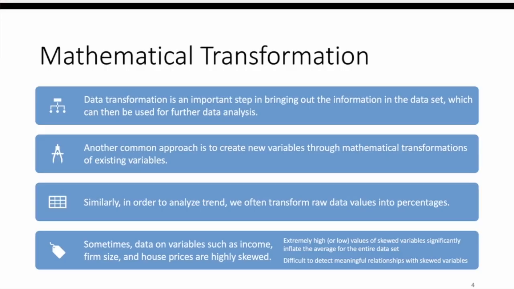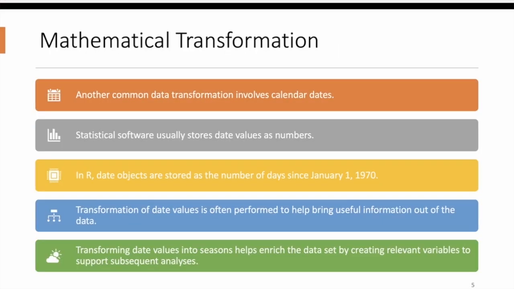Sometimes the data on variables such as income, firm size, and house prices are highly skewed. So the extremely high or low values of skewed variables significantly inflate or deflate the average for the entire data set, making it difficult to detect meaningful relationships with the skewed variables. A popular mathematical transformation in this case to reduce the skewness is the logarithmic transformation. We are going to see this in chapter 7 or 8 or something like this. Another common data transformation involves calendar dates.